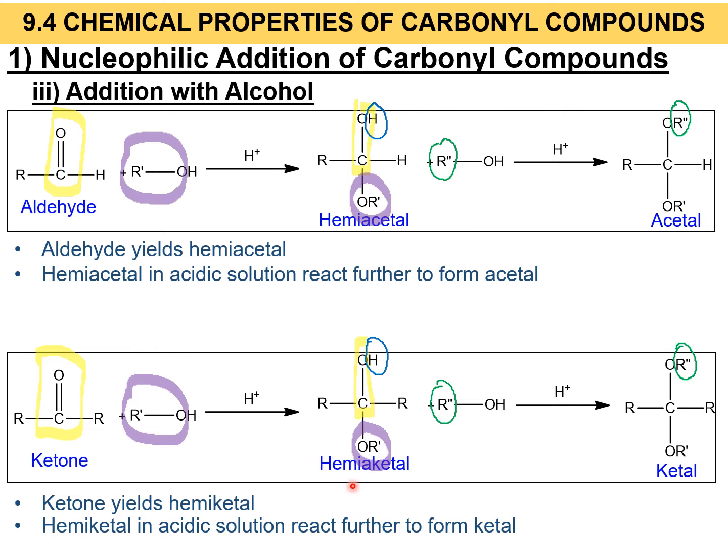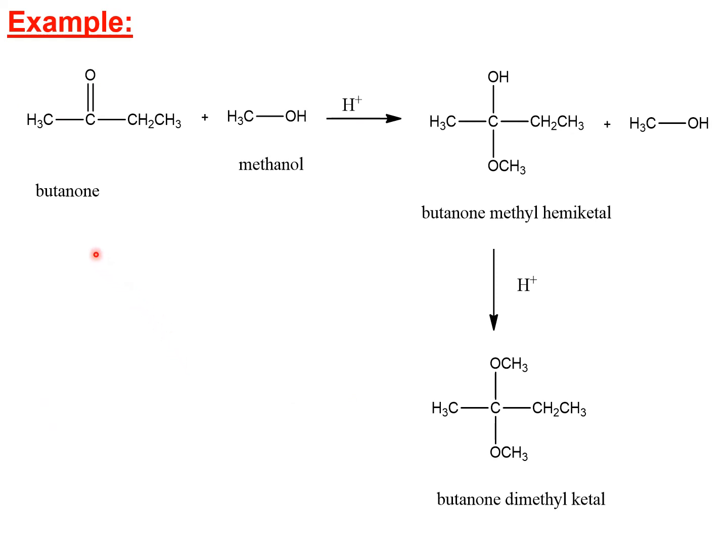Okay, kalau let's say hemiketal pula dia react further with the alcohol, okay, apa yang berlaku kat sini, H ni kita gantikan saja dengan alkyl group of the alcohol yang dia react with, and then dia akan form ketal. Okay, so let's look at this example.